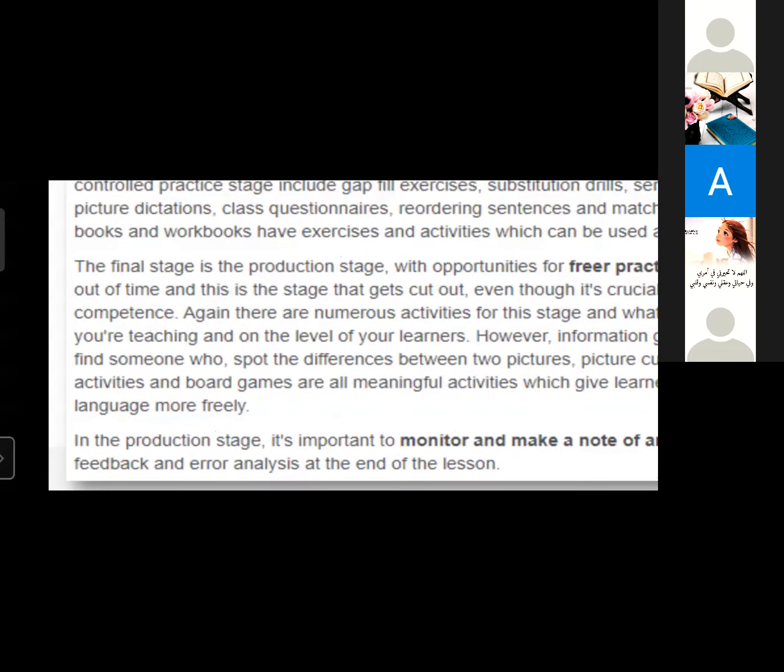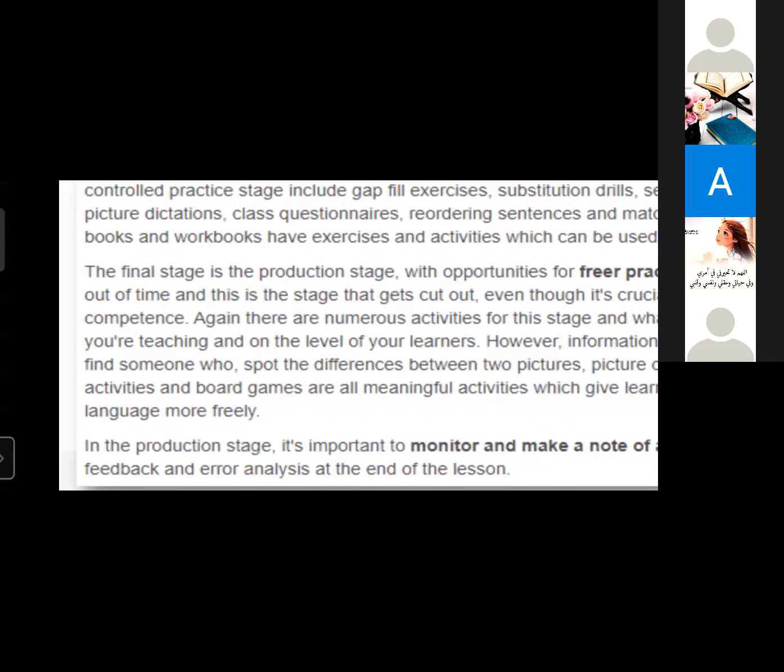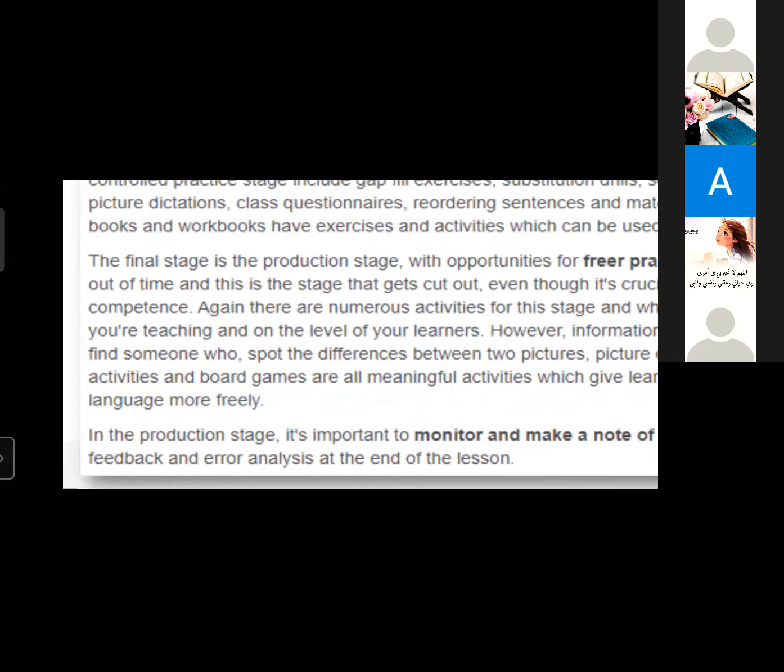So the problem here is that the teacher consumes a lot of time presenting the language, correcting the mistakes in the controlled practice and in the free practice. And when it comes to the learners practicing the language, it takes only a short time. The teacher can only ask a few students, and of course, the rest of the students are not able to share or practice. And the last point in the production stage, it's important to monitor and make a note of any errors so that you can build in class feedback and error analysis at the end of the lesson.